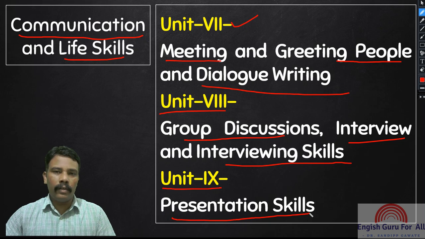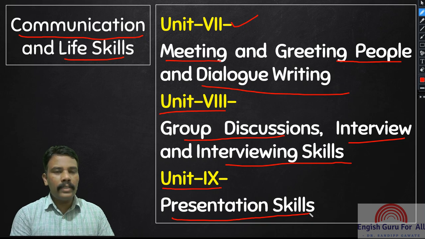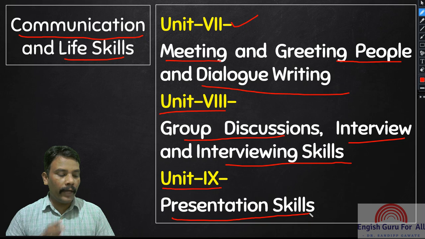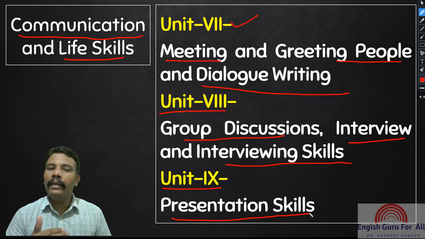So dear students, there are a total of 3 sections in Compulsory English. Section number 1 is the prose section. Under the prose section there are a total of 4 units. Section number 2 is poetry. How many poems are there? There are 2 poems. And what is the third section? That is communication and life skills. And how many units are there? Again, there are 3 units.